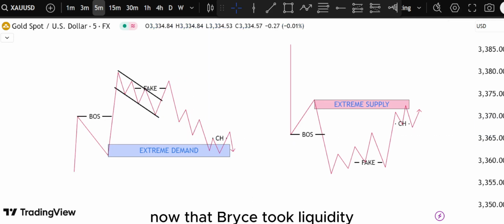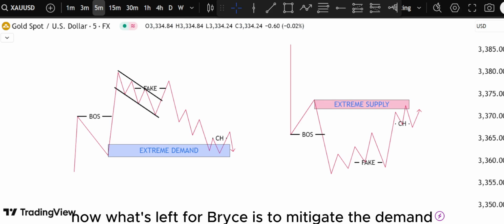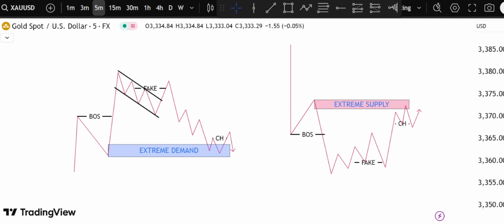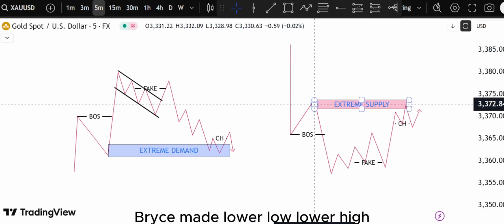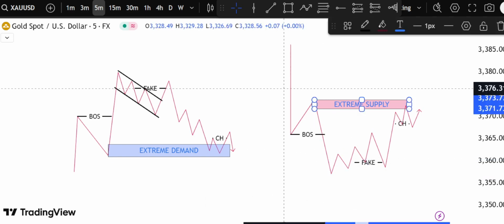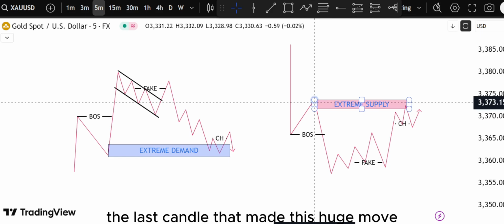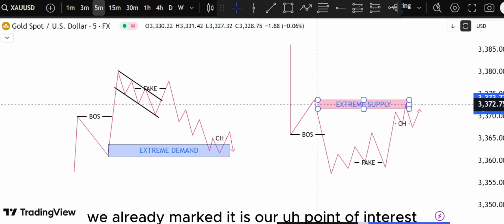Now that price took liquidity and induced people to the wrong side, what's left for price is to mitigate the demand. Let's look at the bearish example. Price made a lower low, lower high, then a lower low again, breaking the recent low. The last candle that made this huge move, we already marked it. It is our point of interest.